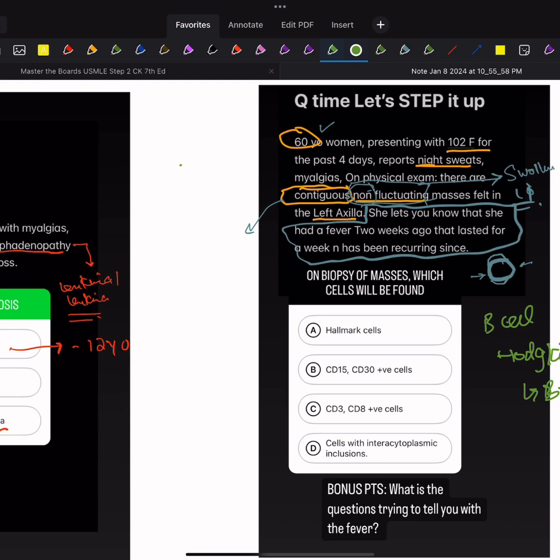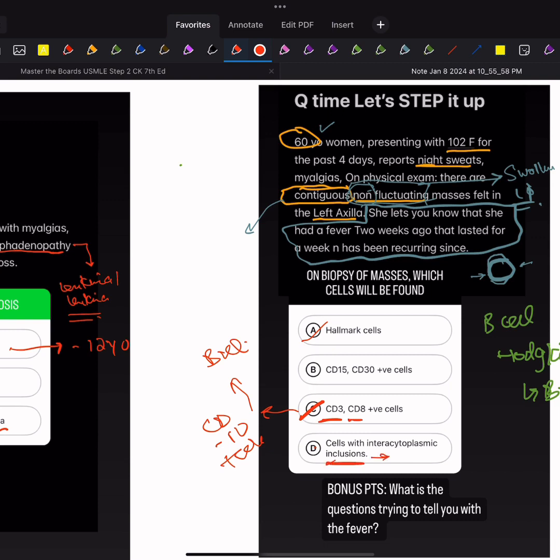Looking at the options, hallmark cells, we know that would be found in T cell lymphomas. Looking at option C, we see that the CD3, the CD8, and CD10 positive cells, these are referring to T cells. Generally, CD count less than 10, T cell. More than 10, B cell. Okay, so not this.